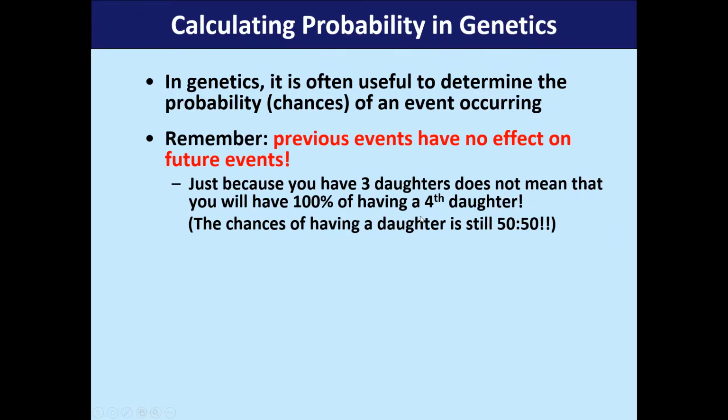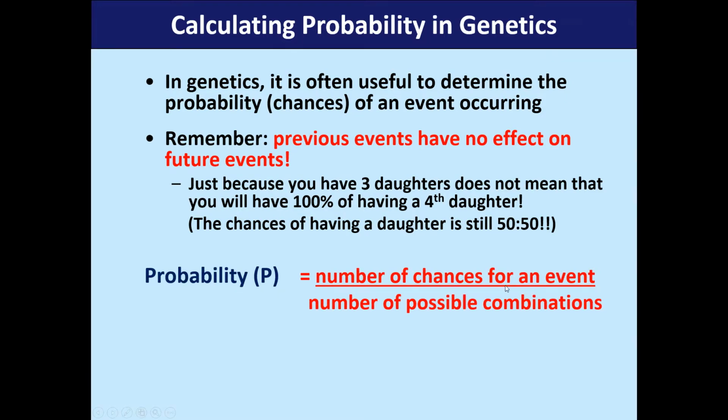Calculating probability in genetics. In genetics, it is often useful to determine the probability or chances of an event occurring. Remember that previous events have no effect on future events. Just because you have 3 daughters does not mean that you will have a 100% chance of having a 4th daughter. The chances of having a daughter is still 50-50. So 50% chance of having a boy and 50% chance of having a girl. Probability is the number of chances for an event divided by the number of possible combinations. So in the chances of boy and girl, it's either boy or girl, so that's 1 chance out of 2.